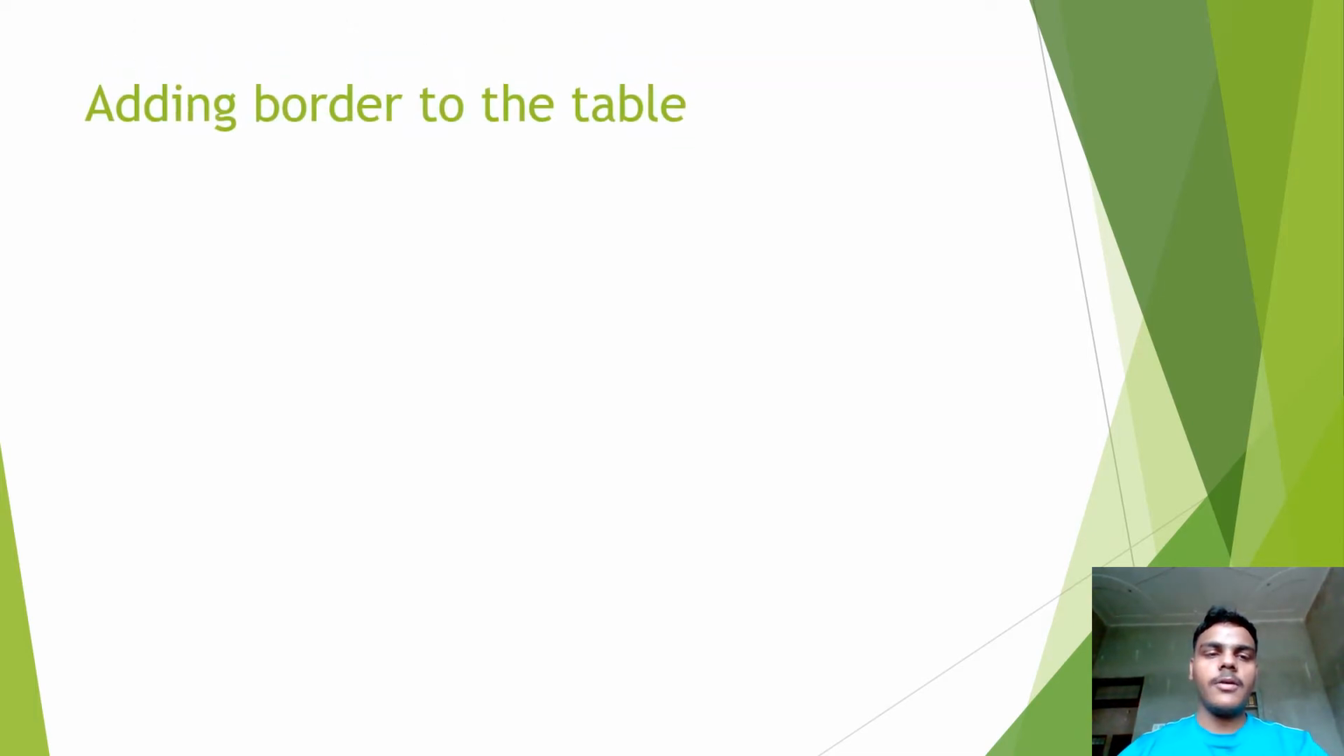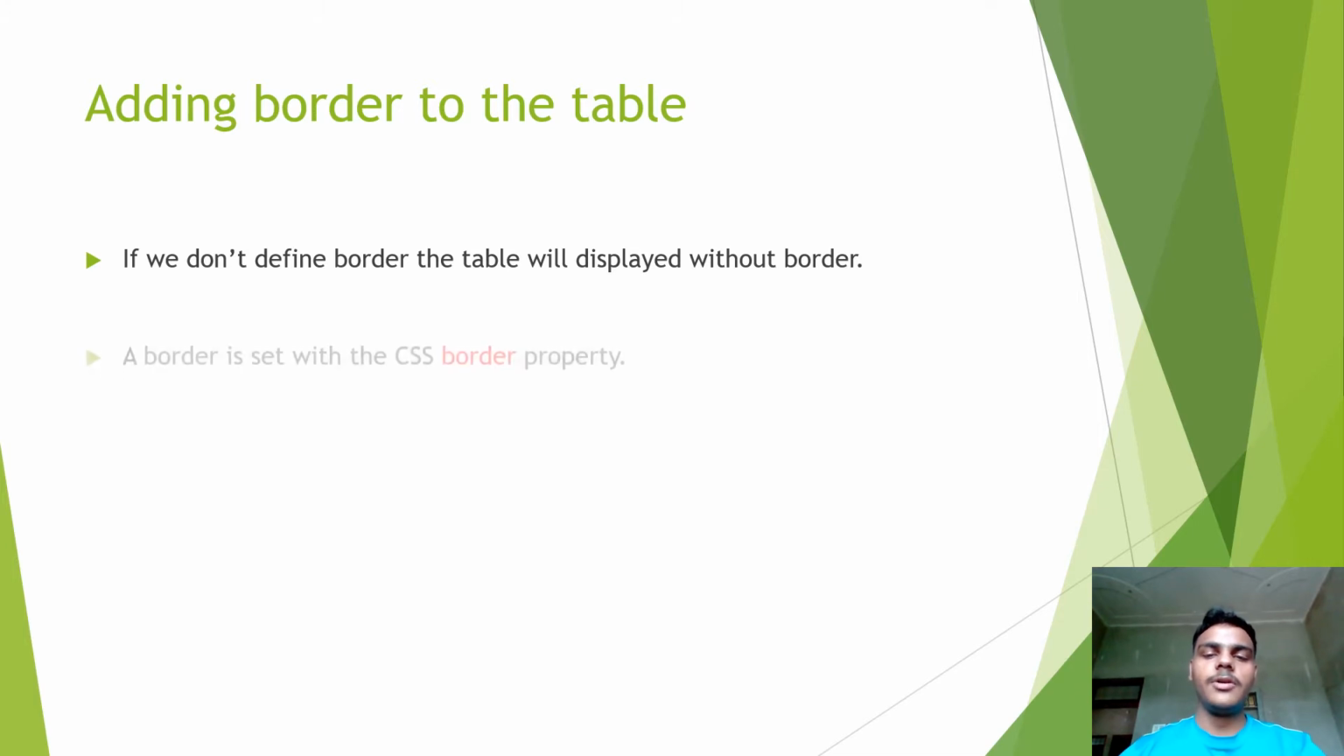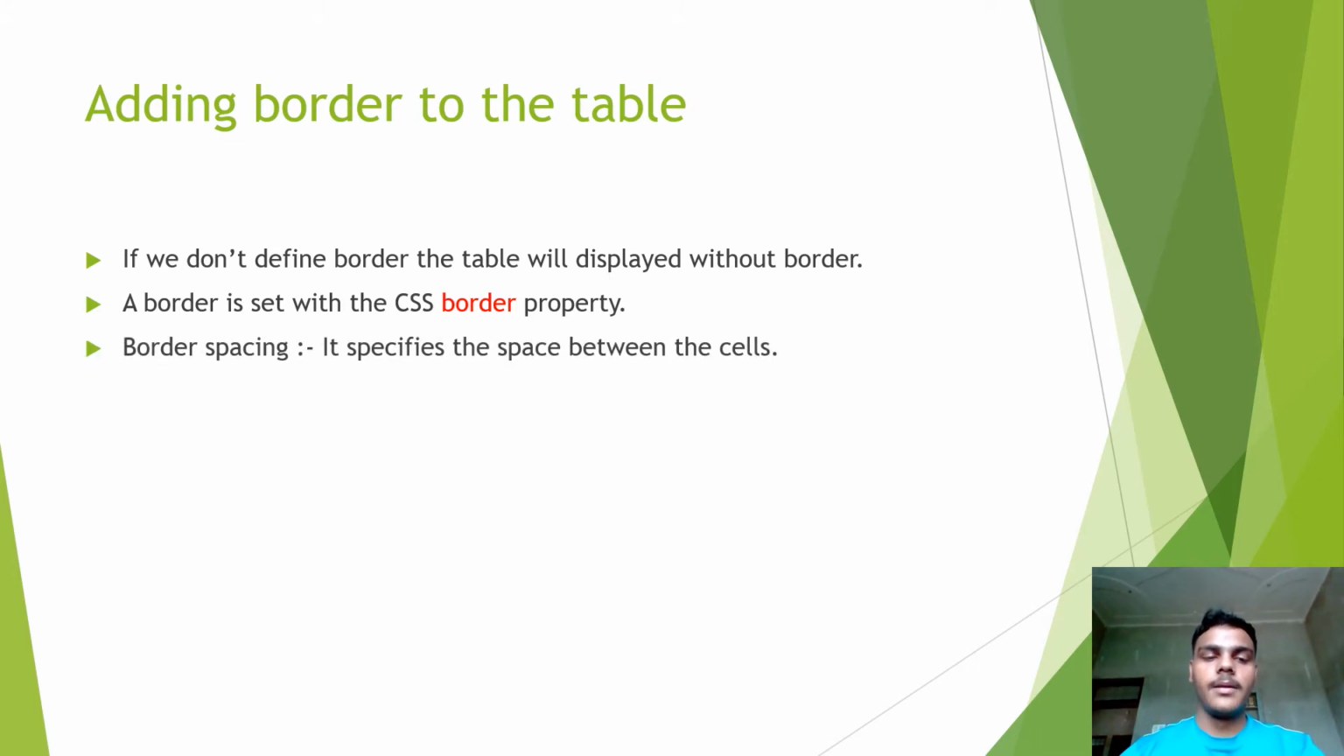Let's have a look at adding a border to the table. If we do not define a border, the table will display without a border. A border is set with the CSS border property. Border spacing specifies the space between the cells. Border spacing can be done with the CSS border-spacing property.